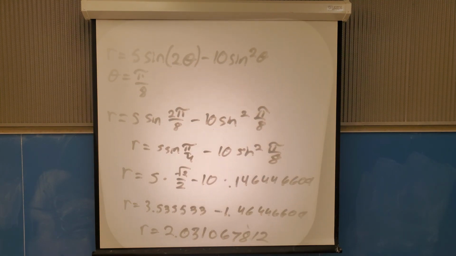Therefore, r is equal to this value, and it is the critical point and thus the maximum possible value for the radius.